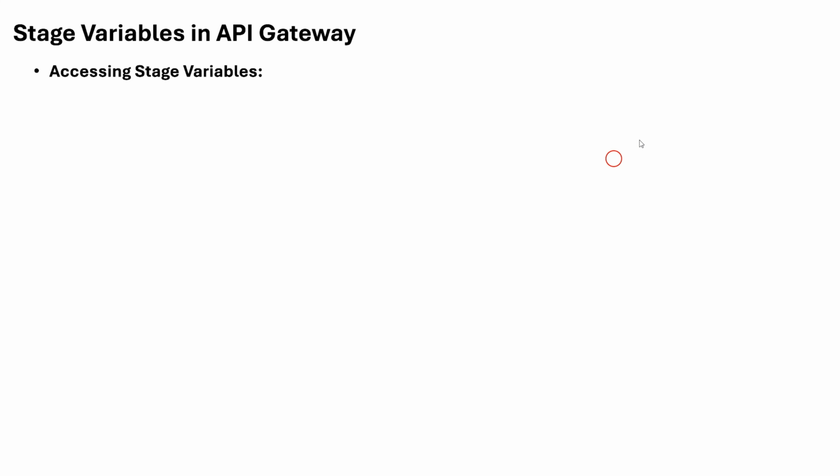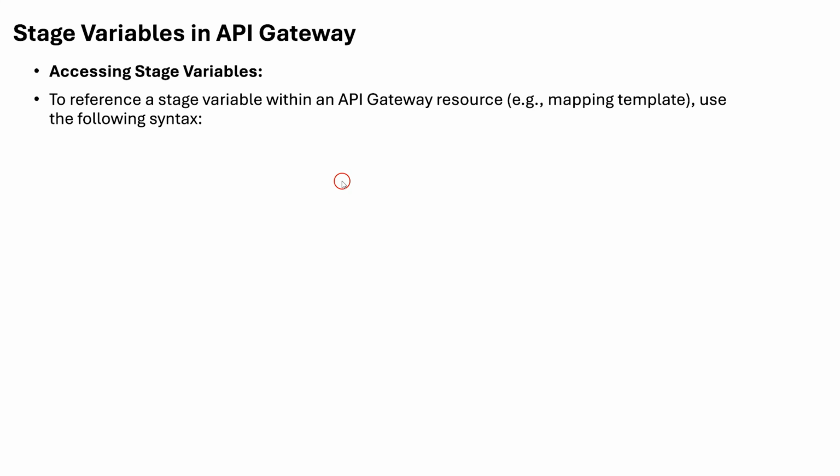To access the stage variables, you need to use a particular syntax. To reference a stage variable within an AWS API Gateway resource, for example a mapping template, we have to use the following syntax. This is stage specific, so for each stage the stage variable may change, but the syntax looks like this: dollar stage variables dot variable name. So you created a stage variable in your stage, and inside your API Gateway you can use it in this format: dollar, curly bracket, stageVariables dot variable name.